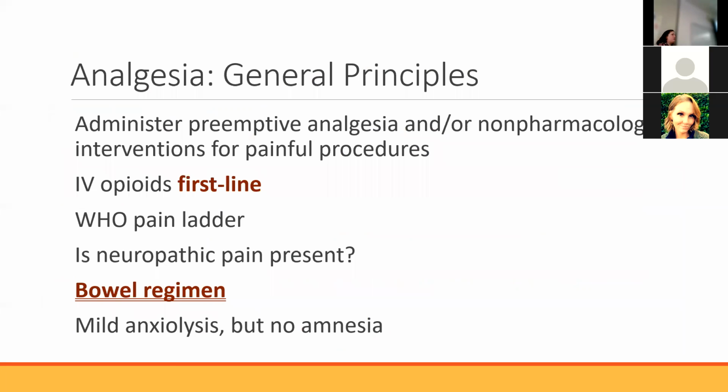So general principles: give analgesia ahead of time, before something that's going to be painful. Opioids are actually first line for severe acute pain. See if there's neuropathic pain present, because that can impact the overall pain the patient is feeling. Give them something so they can go to the bathroom, and you don't want them to have amnesia from high doses. You want them to have some relief of their anxiety, but not be unaware of everything that happened.